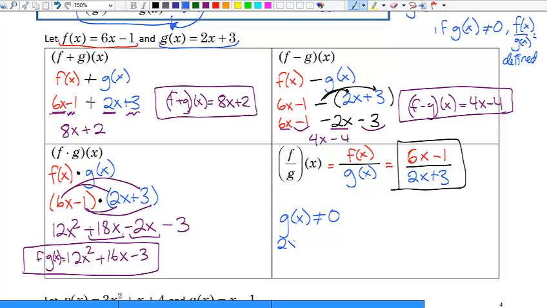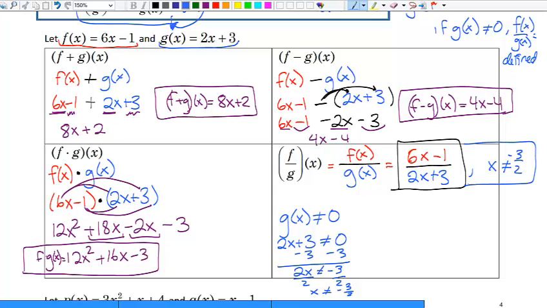So where could g of x be equal to 0? The way I'm going to figure that out is I'm going to set the g of x, 2x plus 3, equal to 0, and then I'm going to solve. So I have x cannot be equal to negative 3 halves. That is definitely part of my answer. If you don't put that with part of your answer, then it's not correct entirely. It's going to be partially correct. F divided by g of x is 6x minus 1 over 2x plus 3, as long as x is not negative 3 halves. That is your complete answer.